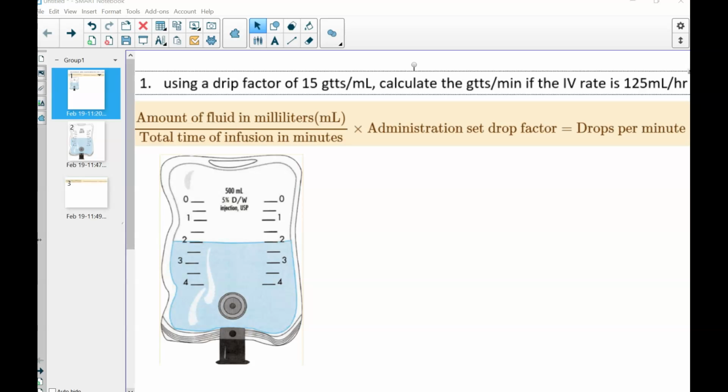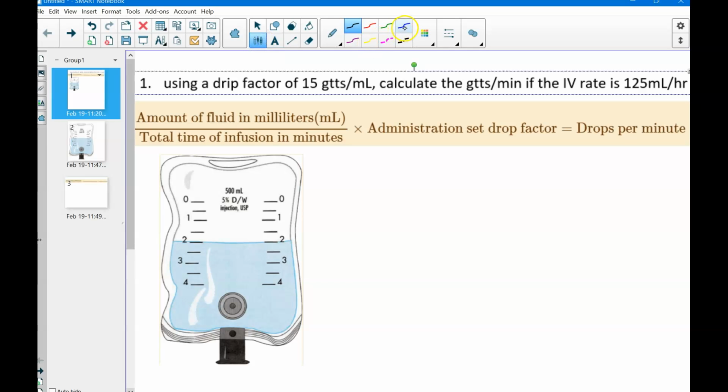Hi, how's it going? Today we're going to talk about flow rate and converting into drops per minute. The reason we're having trouble fitting it into the formula is because it doesn't quite fit exactly. So, how do we get around that?